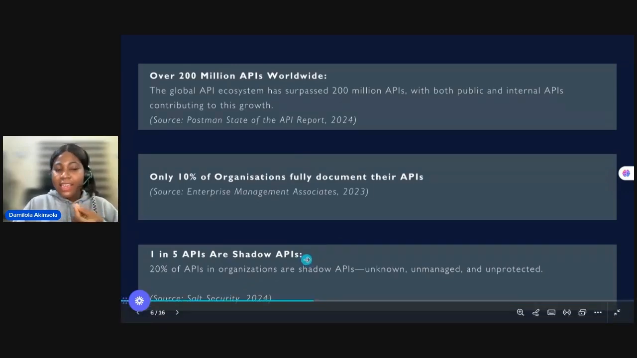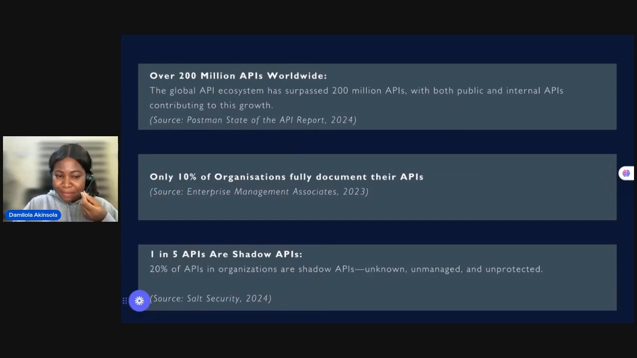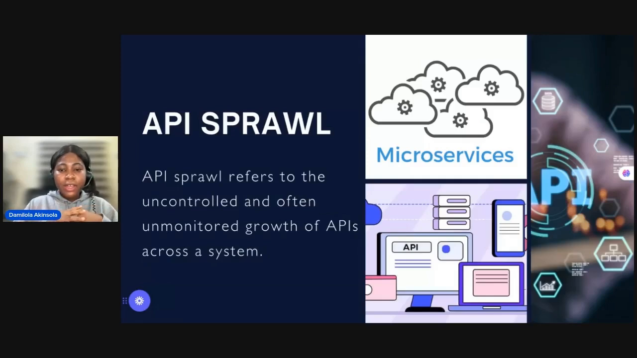Now, what's even more shocking is that only 10% of organizations fully document their APIs, according to Enterprise Management Associates. That means about 90% of organizations do not have a comprehensive overview of their API ecosystem, and this can lead to drastic consequences. And don't take my word for it. We're going to see organizations that have actually fallen victim to API sprawl.